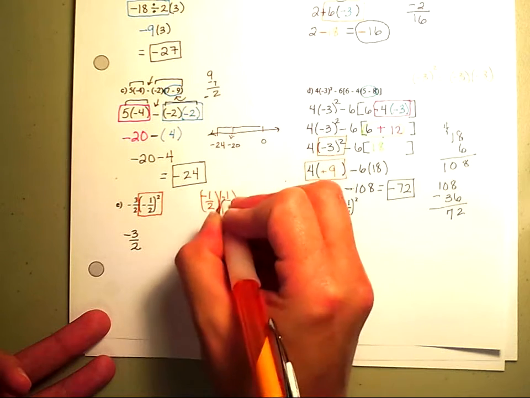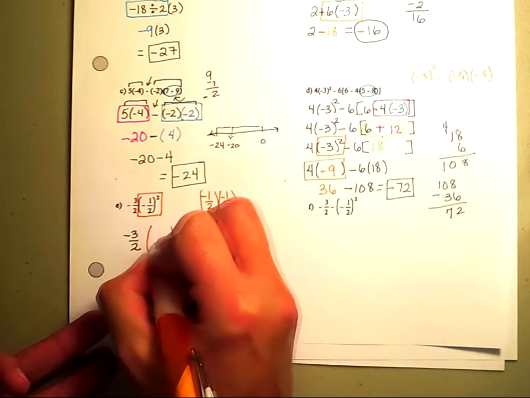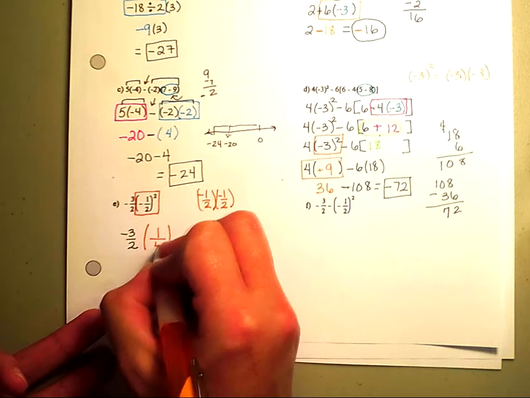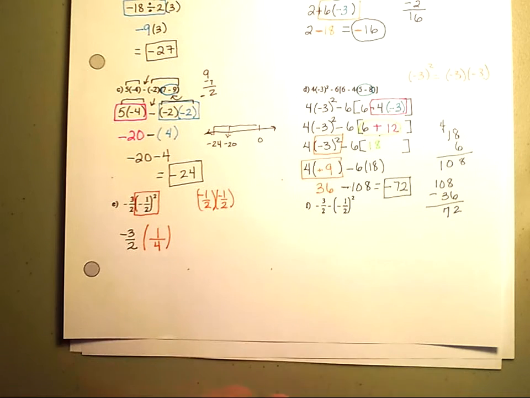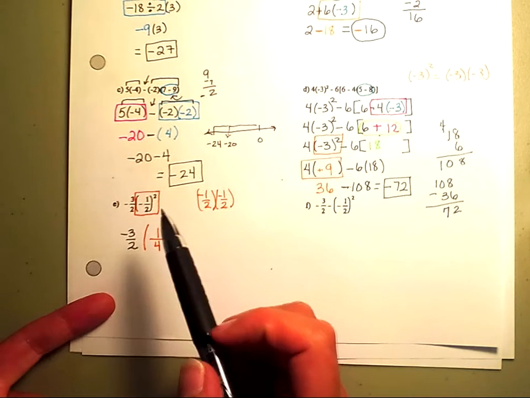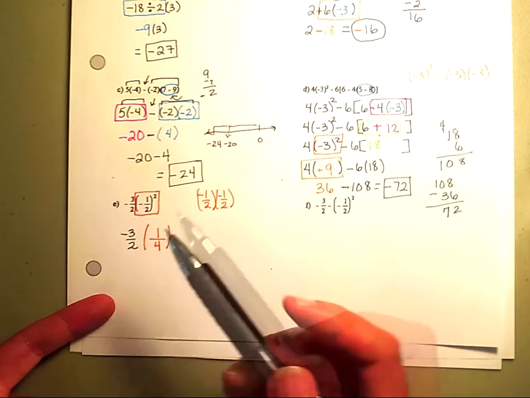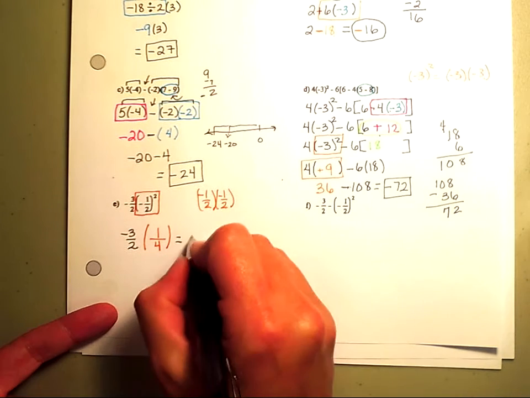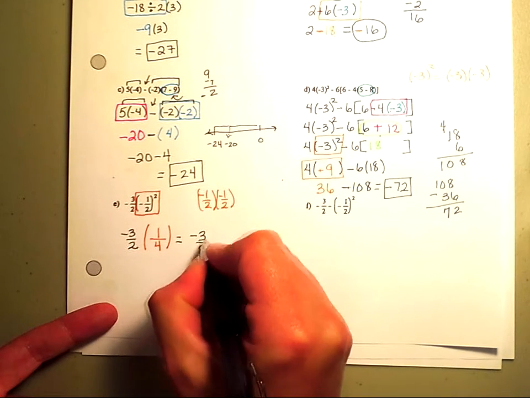Negative and negative become positive. And then 1 times 1 is 1, 2 times 2 is 4. Now that the exponents are done, I can do the multiplication. There is no canceling to do, so I can multiply straight across. So this is negative 3/8.